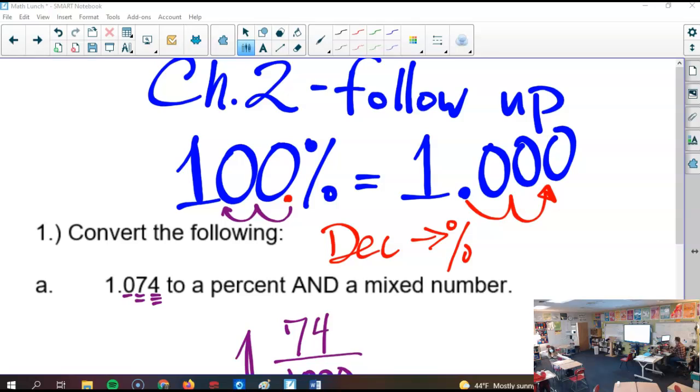Why do we want the denominator to become a 10 or 100 or 1,000? What's the point of that?